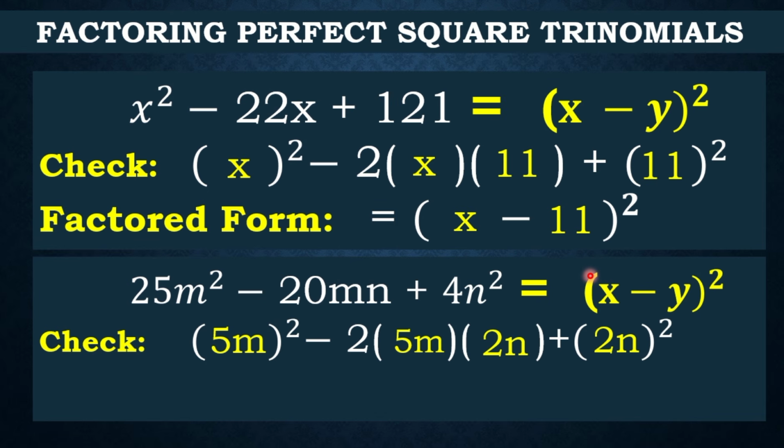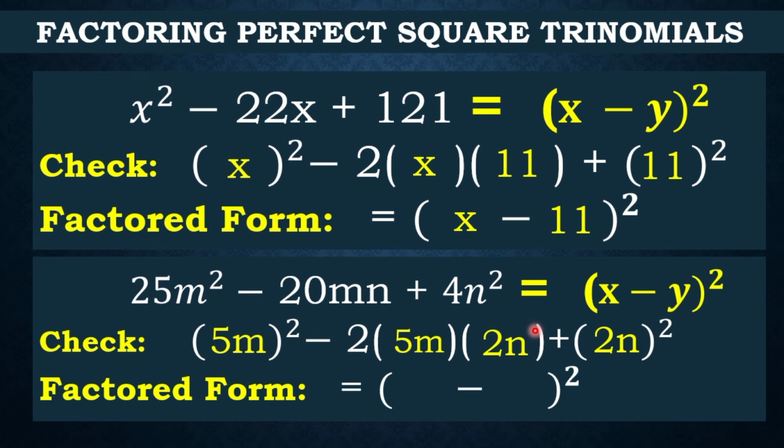So, we are just following this pattern, ha. Ito po yung susundan natin. Okay? So, this will serve as our guide. So, ito yung first, ito yung last term. So, nakuha na natin yung square root ni first at ni last term. So, we will have now, copy lang natin, 5m and then 2n.